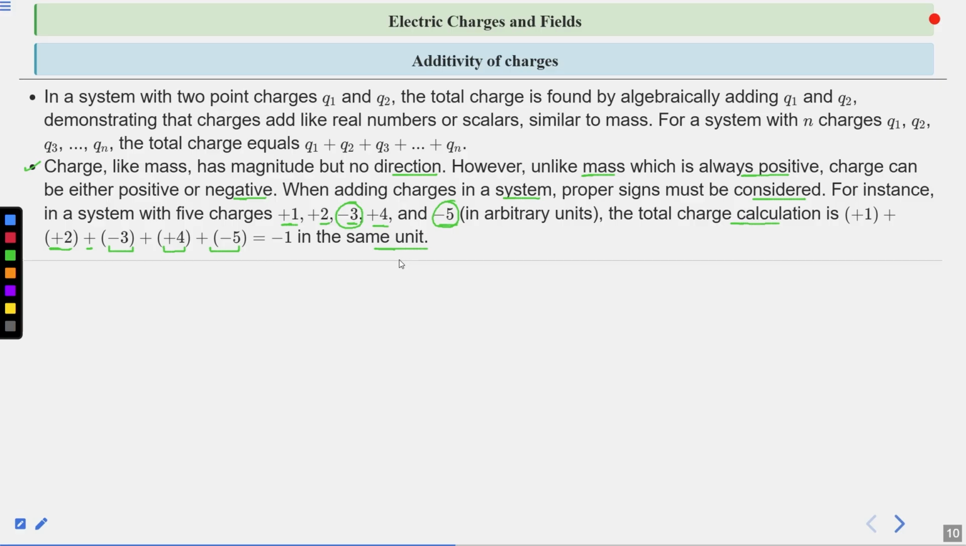Let us take another example. Suppose we have two charges, +4 and -3. Then what will be the total charge? It is +1, because we can add charges algebraically, like mass, like any numbers. I hope this is clear. Additivity of charges.